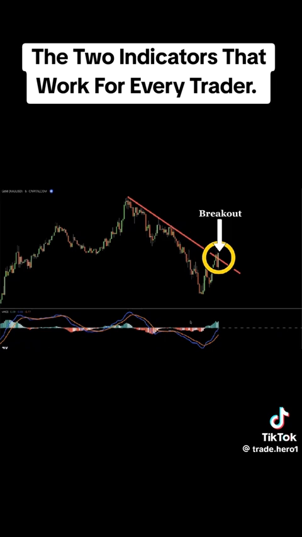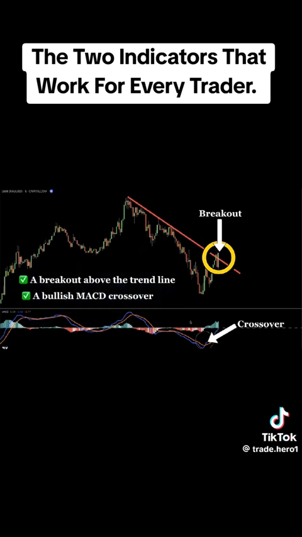The breakout hints that sellers are losing steam and buyers may be gaining control. Now, let's bring in the MACD. Take a look, the MACD line crosses above the signal line, giving us a bullish crossover. That's a strong momentum signal, and in this case, it actually occurred before the breakout, acting as early confirmation. So now we've got two powerful signals: a breakout above the trend line, a bullish MACD crossover. But we're not done yet.